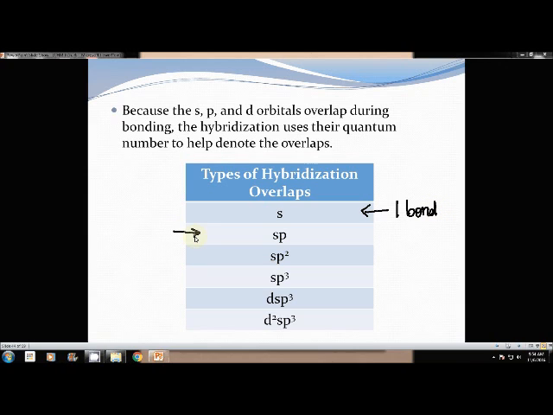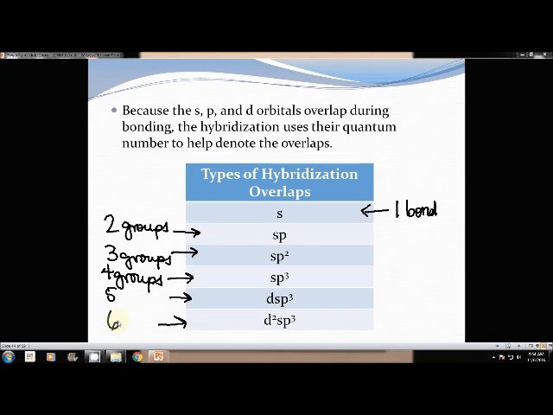So this has two groups coming off for sp, sp2 is 3 groups, sp3 is 4 groups, so on down. So then dsp3 is 5 groups, and d2sp3 is 6 groups. In just a second, we're going to draw some Lewis structures so you can count the hybridization. But it's total things coming off the central atom.